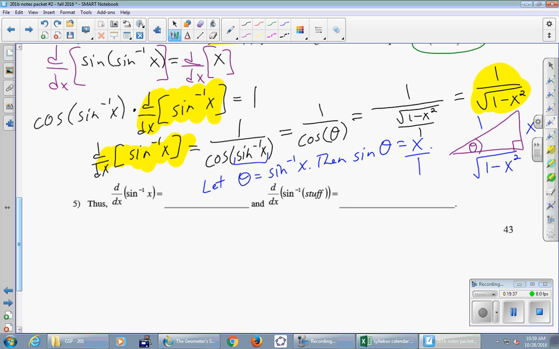Okay, let's get our final answer in the blank, and then we'll take any questions that we've got from this process. So the derivative of inverse sine we just proved is 1 over the square root of 1 minus x squared, which is a far friendlier version of the derivative than 1 over cosine of inverse sine of x.